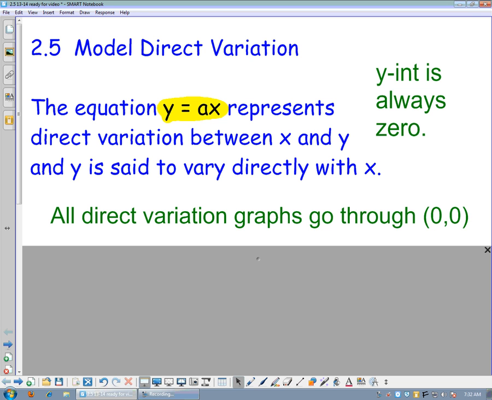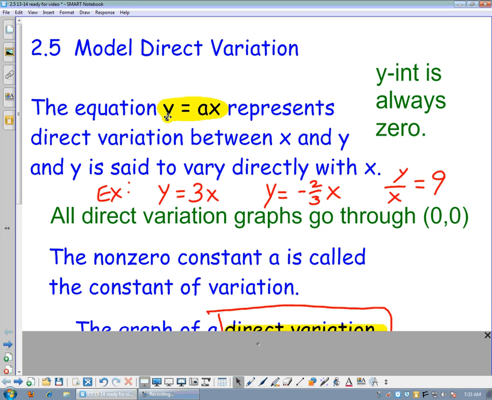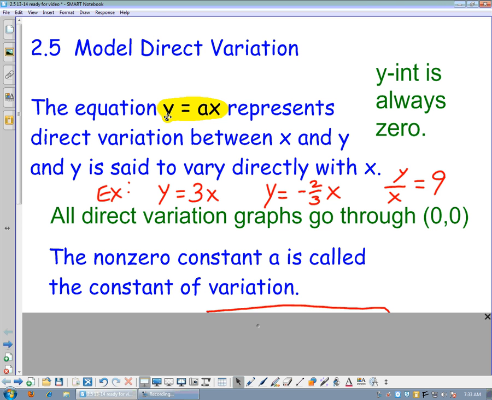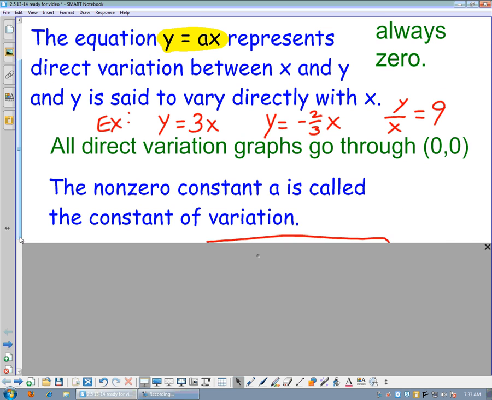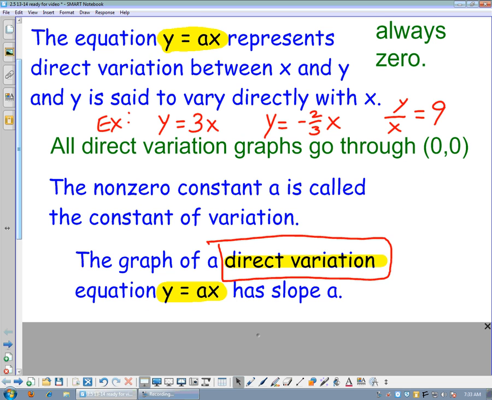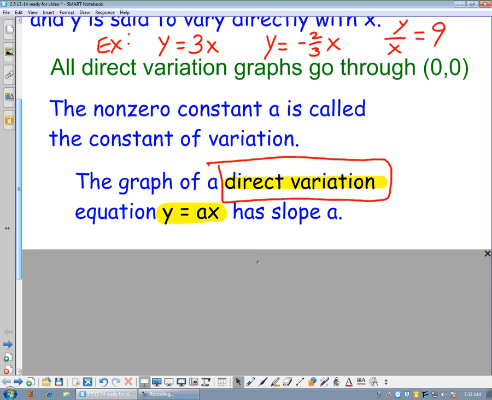Some examples of direct variation equations might be something like y equals 3x, or y equals negative 2/3 x, or you might even see it as y over x equaling 9. Those would all be examples of direct variation equations. The non-zero constant a is called the constant of variation, and that really is your slope. The graph of a direct variation equation, y equals ax, has a slope of a.